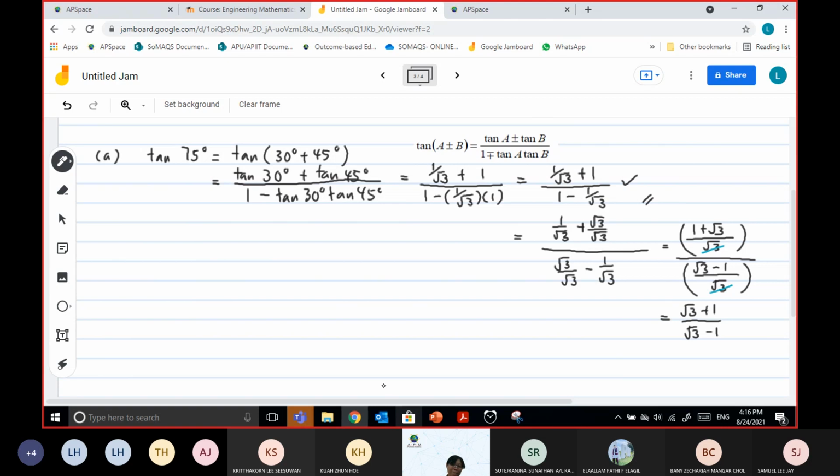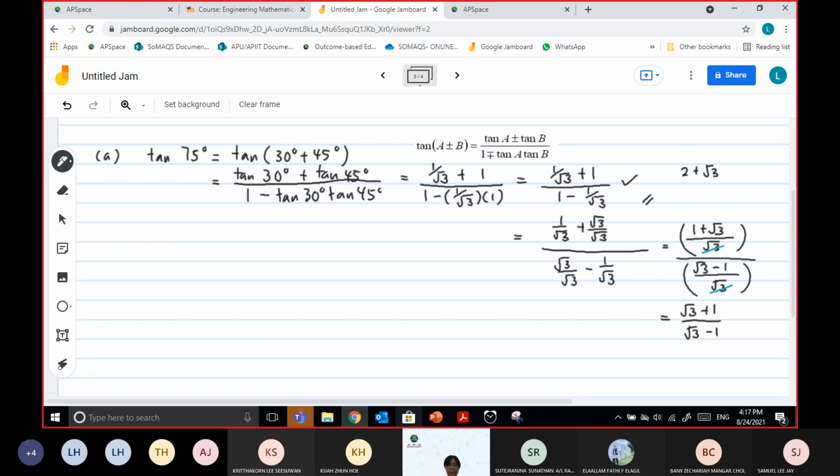Miss, I just typed in the calculator the first part after the tangent one, then it came out 2 plus square root 3. Okay, again, 2 plus square root 3. You mean this answer? I just typed the whole 1 over square root 3 plus 1, over 1 minus 1 over square root 3, times 1. Then it came out this answer. Wait.